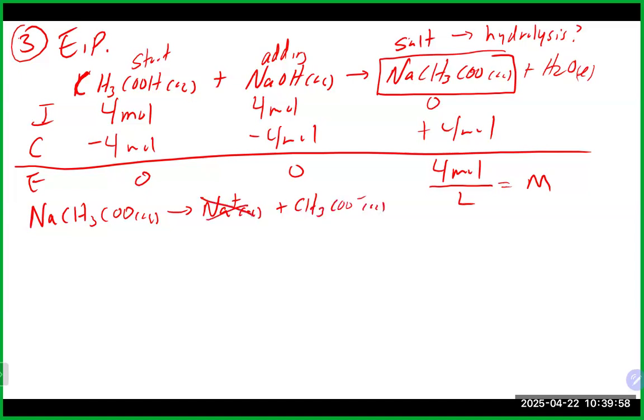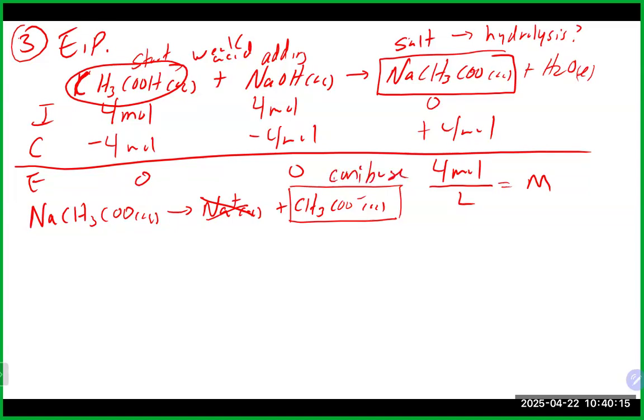Sodium we are not concerned about because it is group 1 and came from our strong base. But acetate did come from this guy, which is our weak acid. That means acetate will be its conjugate base, and because it came from something weak, it will go through hydrolysis. And that means at the equivalence point in this type of titration, it is a double ice table day for you. We're going to take our salt and have another reaction happening with water.